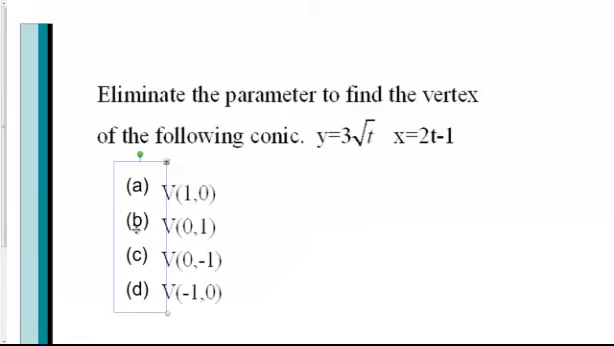And then we have this particular problem here, and if we want to eliminate the parameter and graph the function and find the vertex, we're going to find out that the vertex here will start at -1.